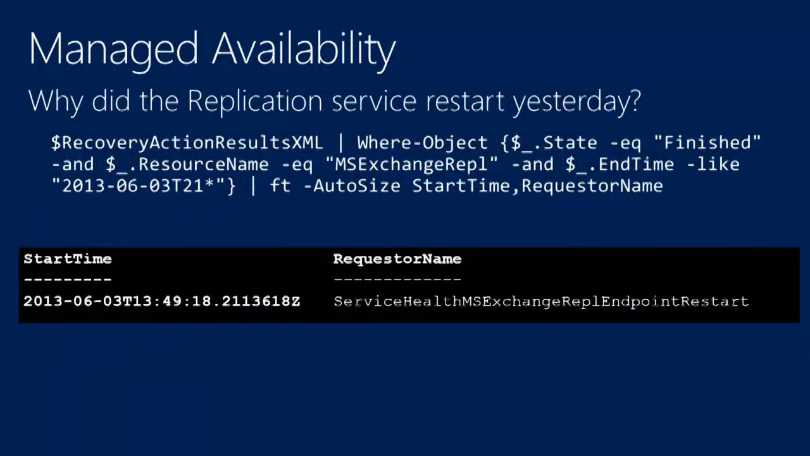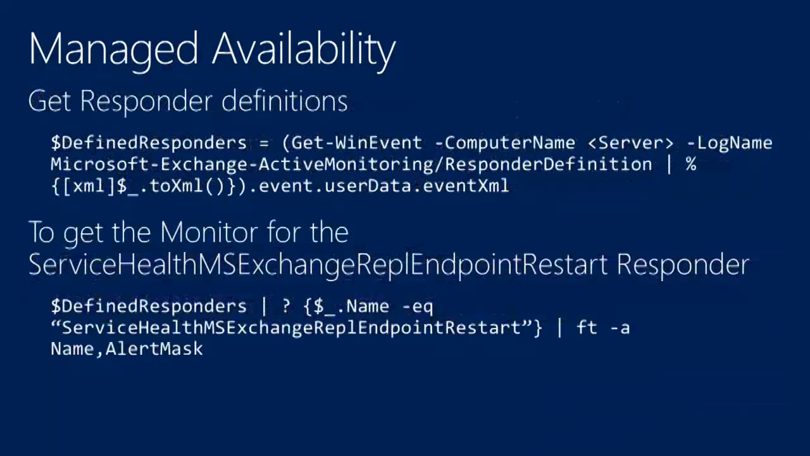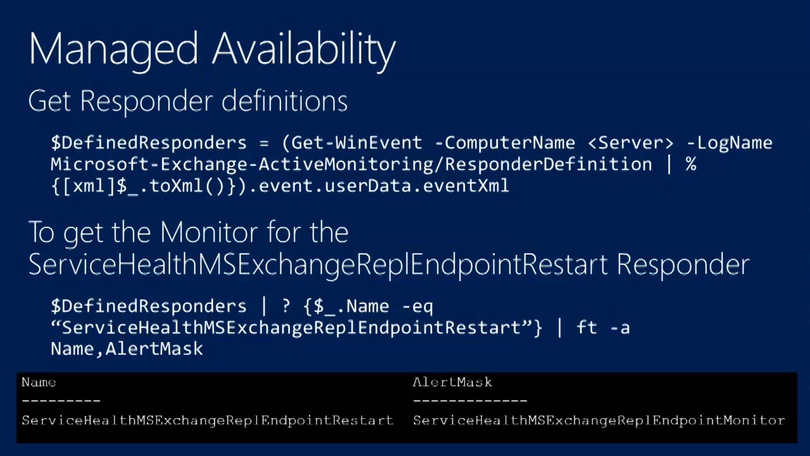So we're looking for that, and we basically just need two pieces of information out of it. We need the name of it, and we need the alert mask, because the alert mask will tell us what probe launched it. So once I had that information, the name, as you can see, is the same name that we were looking for, and now you can see we have the endpoint monitor that triggered that responder. So now we know the responder, and now we know the monitor.